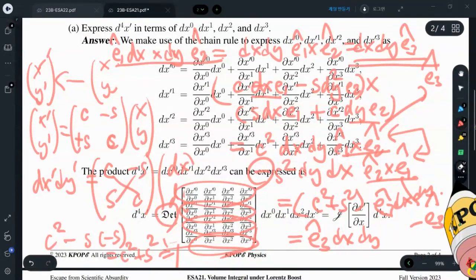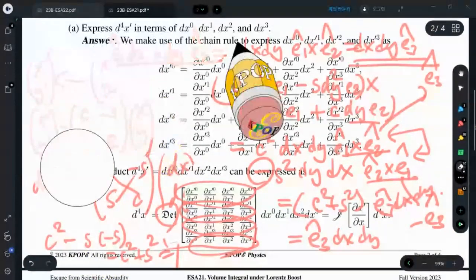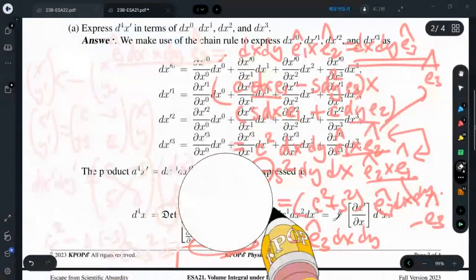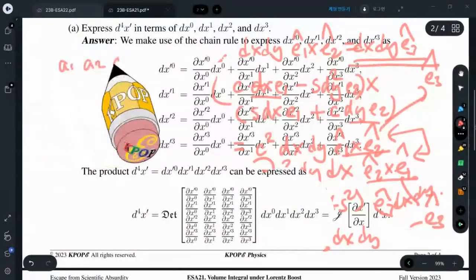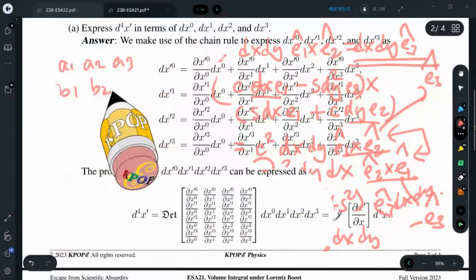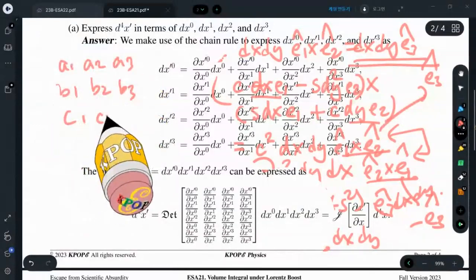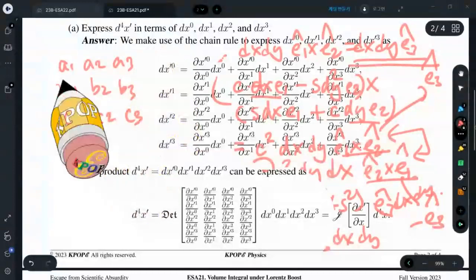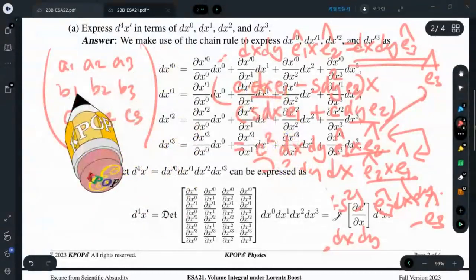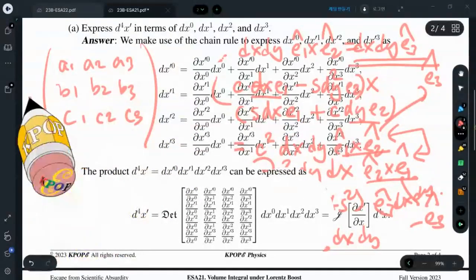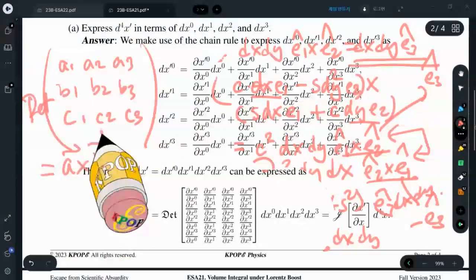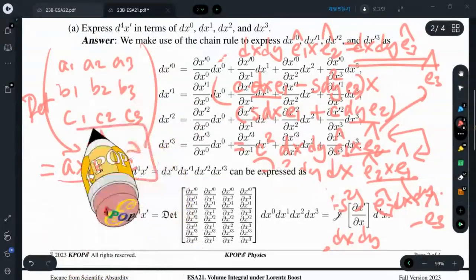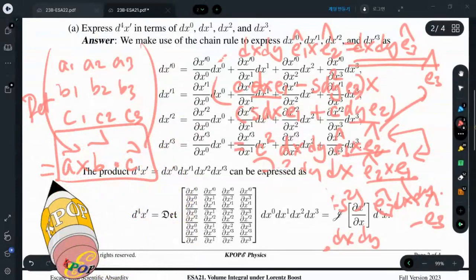What about the 3 by 3 case? The 3 by 3 case, we know how to do that. That is A1, A2, A3, B1, B2, B3, C1, C2, C3, the coordinates of the Cartesian coordinate with 3 vectors. This determinant is nothing but the cross product and the scalar product. That is a triple scalar product.